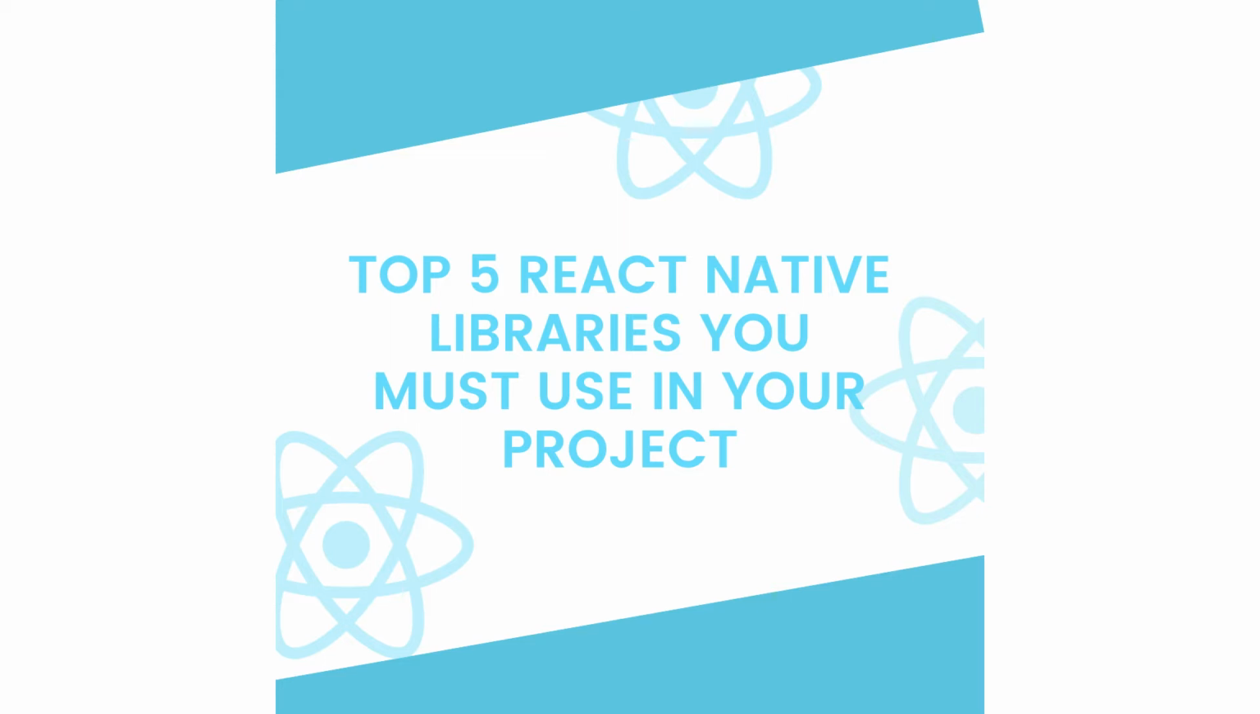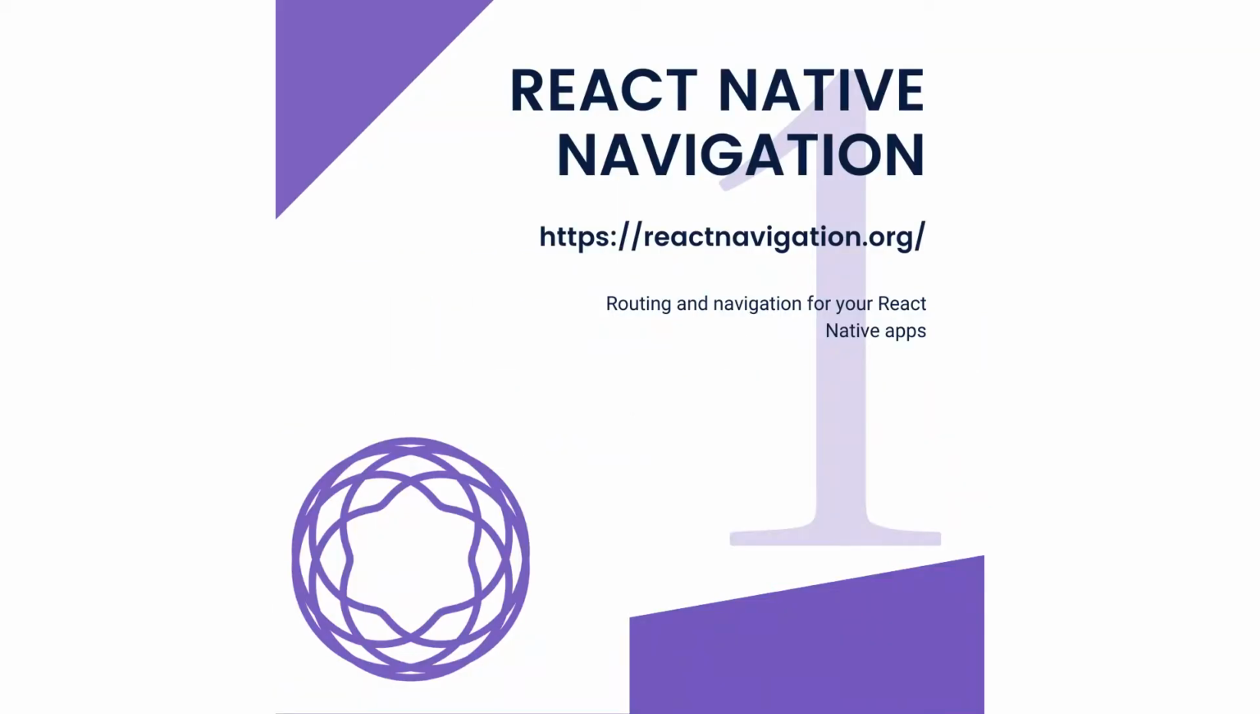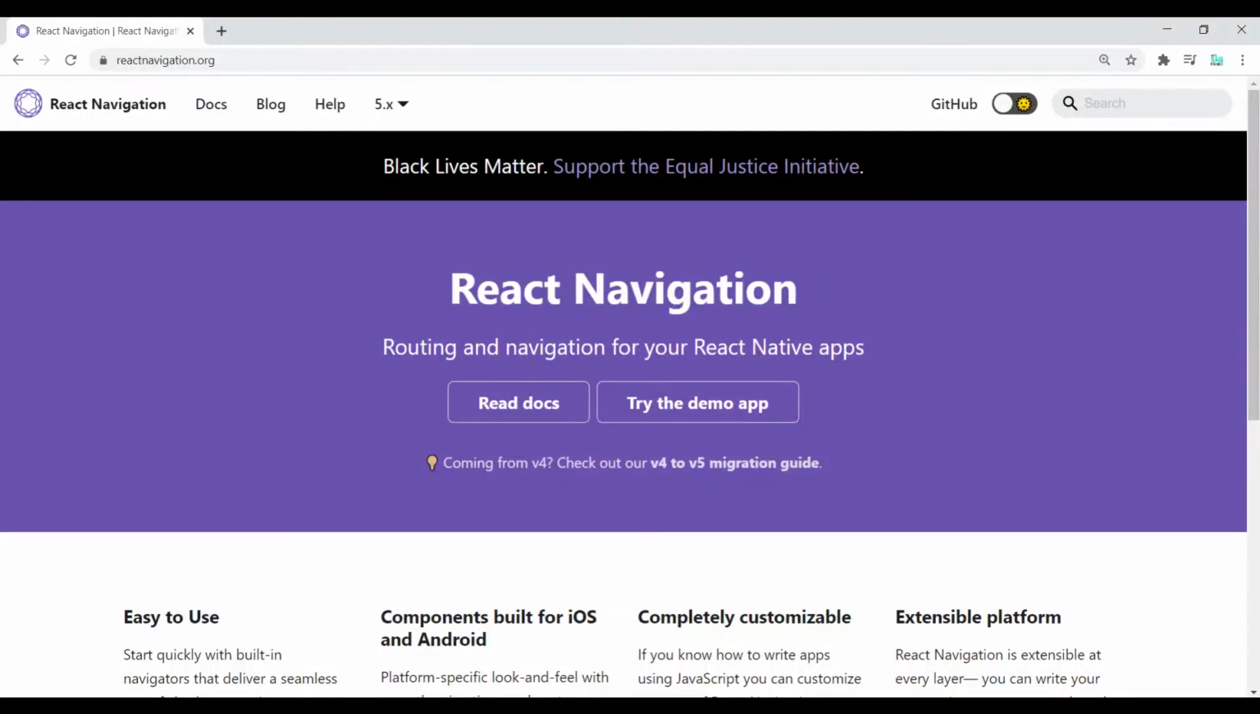So let us start. First and most important library in React Native is React Navigation. It is really important to understand navigation in React Native, and it is one of the tough parts in React Native. So to ease this, we will use the library React Navigation. It provides you the facility to make drawer navigation, tab navigation, stack navigation. These are the three most important navigation types used in React Native.